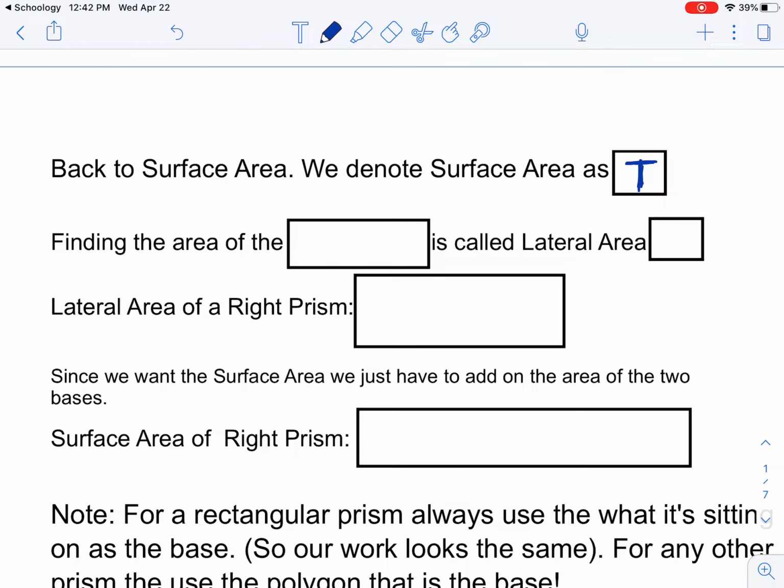Now, let's say I don't want the total surface area. Say that I just want the lateral faces. That would be called the lateral area. So that's everything but the bases. No bases here. Include bases here. For lateral area we use an L, so that's not hard to remember. L is lateral area.